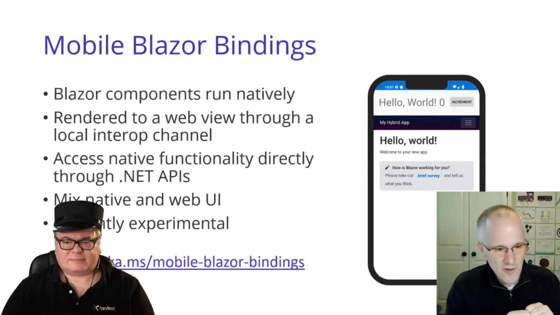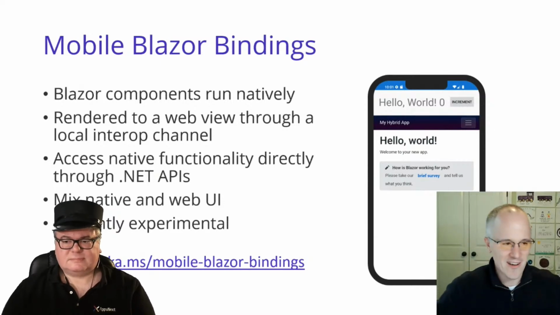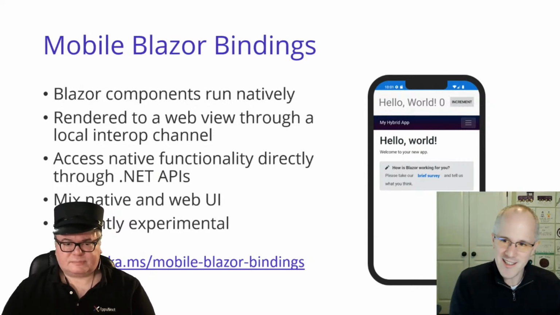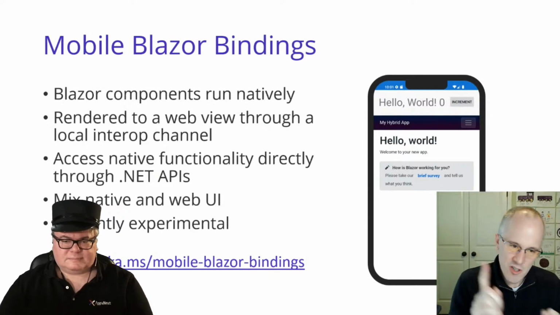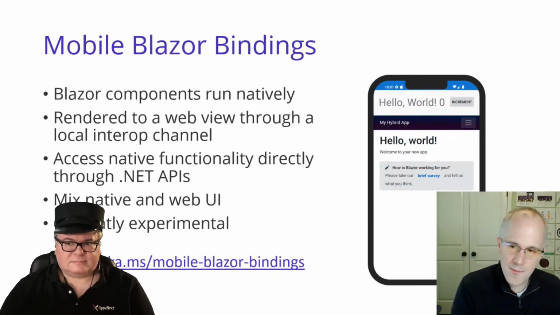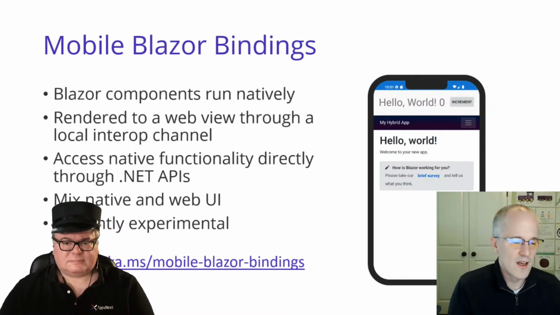With Blazor Server, conceptually the architecture is actually closer. It's just that the channel of communication, that interop channel, is a WebSocket that can stretch across the internet. Right. Here with mobile Blazor bindings, that interop channel is right there in the app, like it's local on the device. But it's still a web view. It's still Blazor web components, like you're using HTML and CSS to author UI logic for a mobile app.